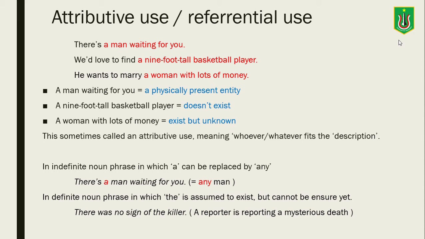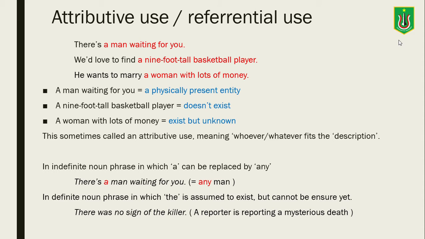There is a man waiting for you. Would love to find a 9 foot tall basketball player. He wants to marry a woman with lots of money. A man waiting for you is referring to a physically present entity, and a 9 foot tall basketball player doesn't exist. But a woman with lots of money exists, but is unknown. This is something called an attributive use, meaning whoever or whatever fits the description.